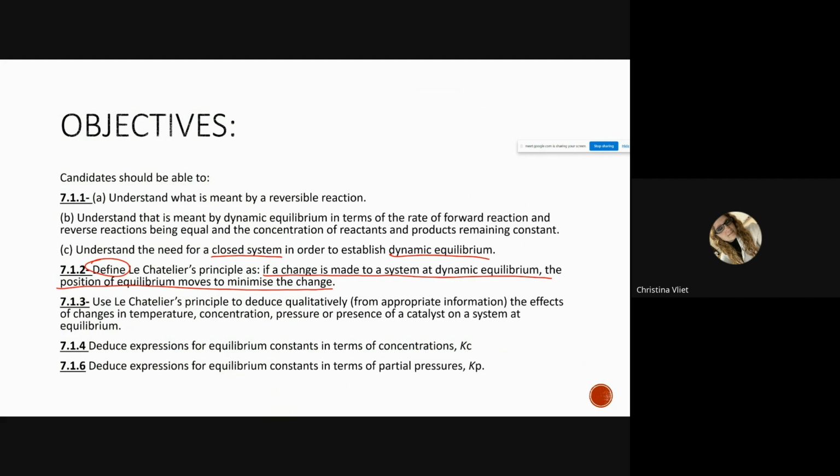All right. Use Le Chatelier's principle to deduce qualitatively from appropriate information the effects of changes in temperature, concentration, pressure, and a catalyst on a system at equilibrium. So if we change the pressure, how does that change the direction of the chemical reaction? If we change the concentration of our reactants or products, how does that change the direction of the chemical reaction? So on and so forth. And then here is, we're starting to get to the math.